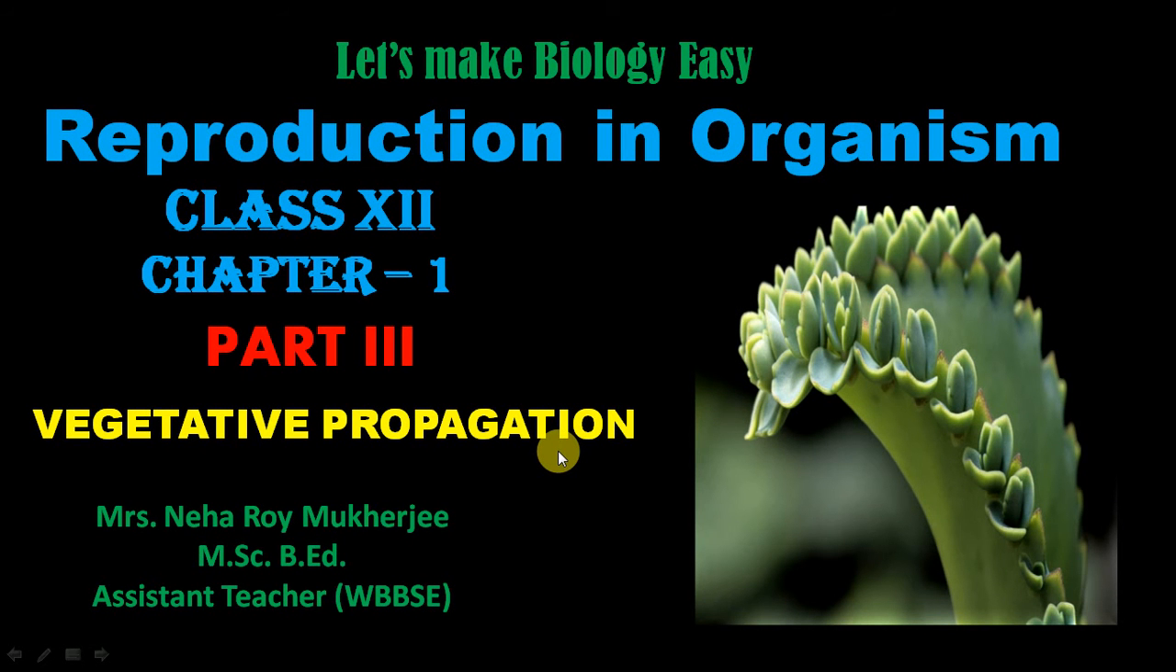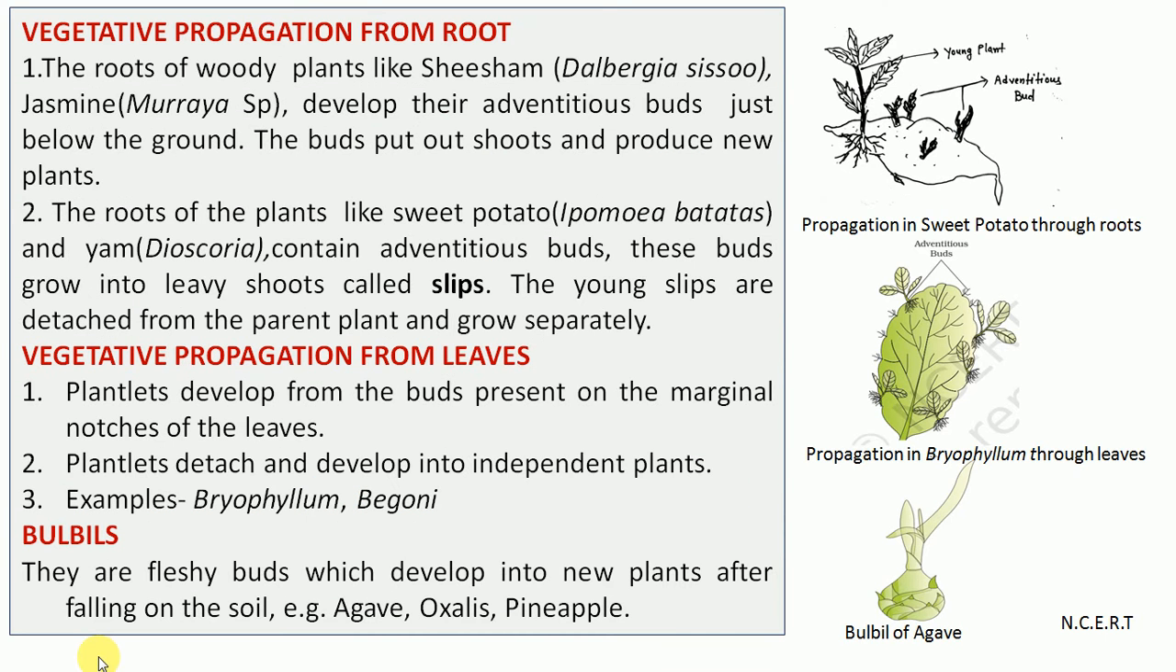In this video lecture, we will learn about vegetative propagation. As we know, natural vegetative propagation occurs from stem, roots and leaves. In my previous video, I have already discussed how it is taking place through stem. Now in this video, we will learn vegetative propagation from root and vegetative propagation from leaves.